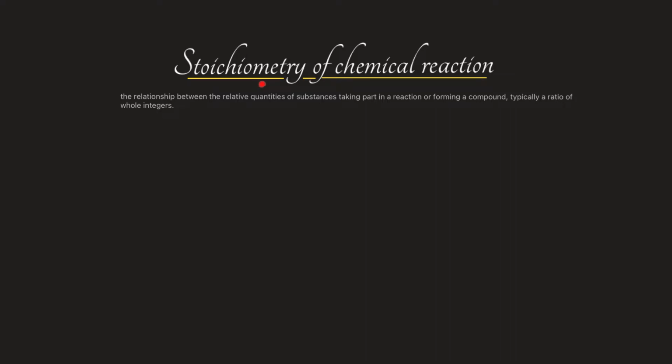The word stoichiometry might sound like an odd word to describe one of the most important concepts in all of chemistry. Stoichiometry can be defined as the relationship between the relative quantities of substances taking part in a reaction or forming a compound, typically a ratio of whole integers.